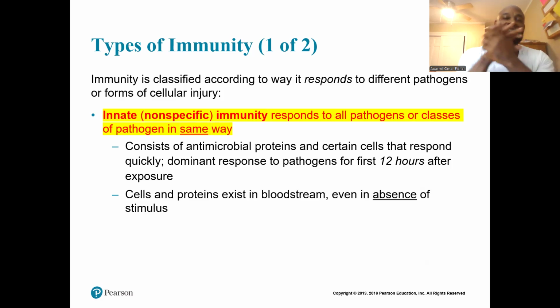All right, so immunity is classified according to the way it responds to different pathogens or forms of cellular injury. So you have an innate non-specific immunity, which responds to everything. So we're going to talk about those antimicrobial proteins in certain cells that respond quickly within the first 12 hours.